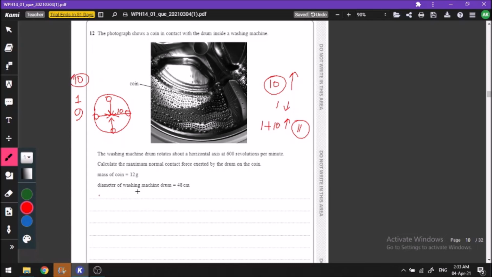So for solving this problem, we'll need to know the speed, and then we can use the formula F is equal to mv square by r. But for knowing speed, we need to know the time period of revolution. We have the RPM here, and from there we have to find the time period. So the time period, capital T, is 60 divided by 600. There are 600 revolutions per minute. So how much time does it take for one revolution? It takes 60 by 600, that is 0.1 seconds for one complete revolution.